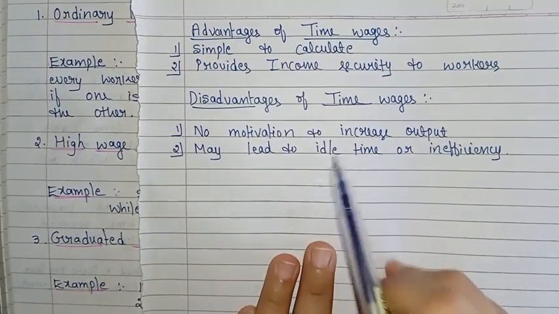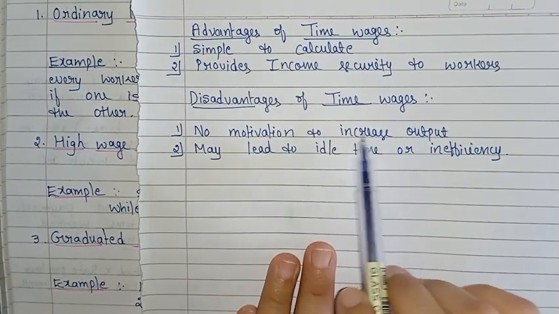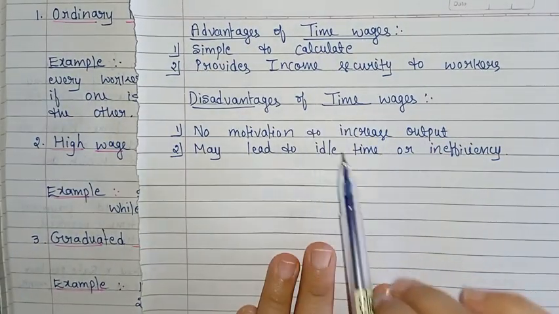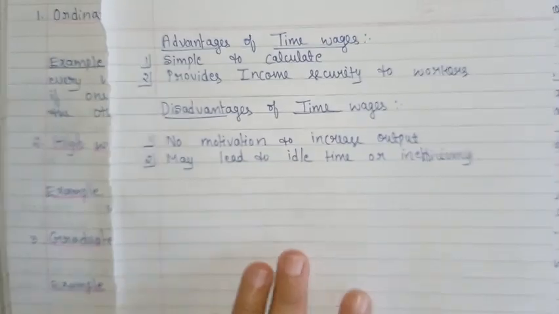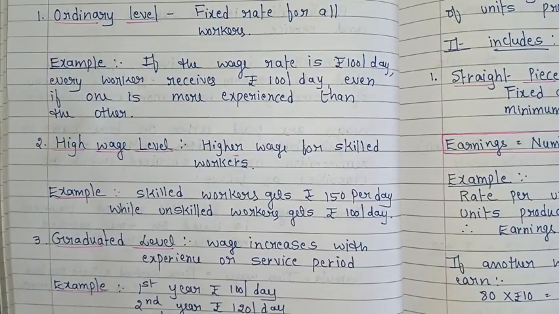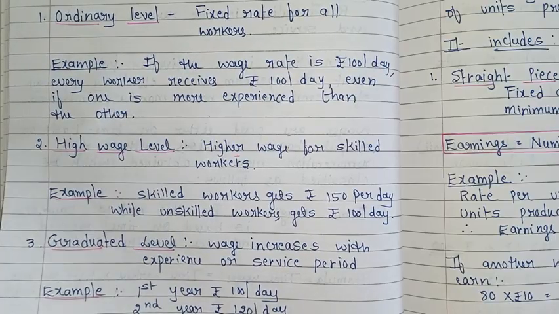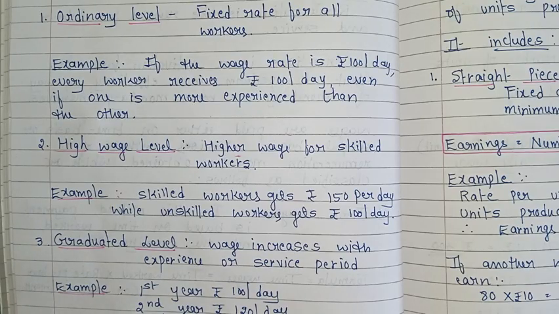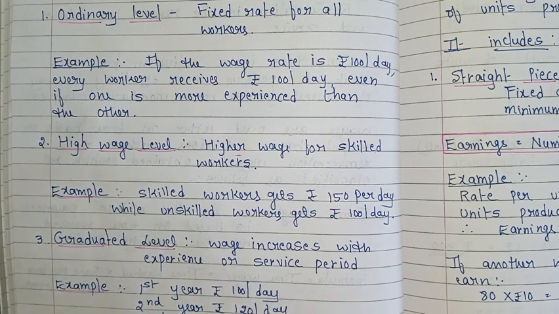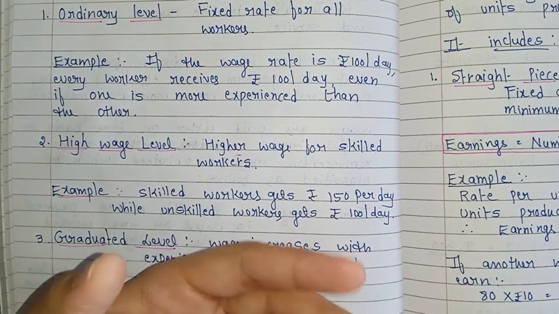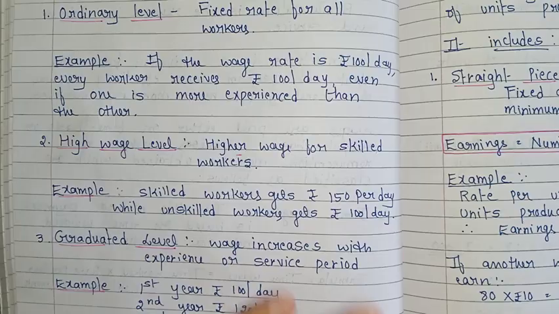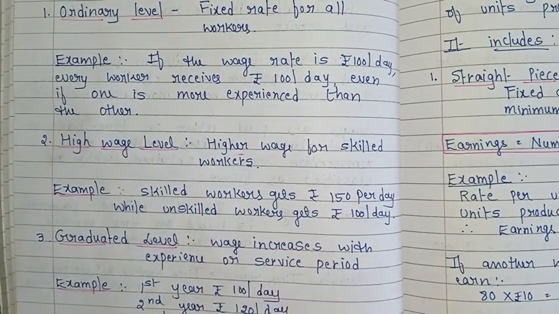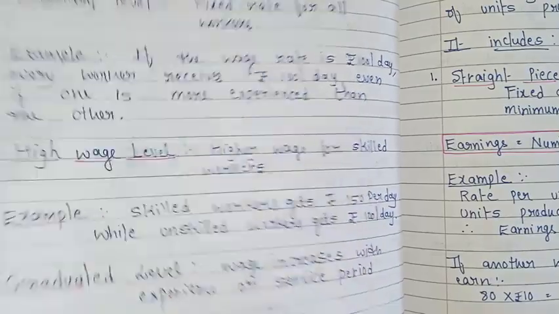So what are the disadvantages of time wages? No motivation to increase output, and it may lead to idle time or inefficiency. This is about time wages. So here you need to consider only the time. Payment is made based on the time an employee spends working, such as per hour, per day, per week or per month. But regardless of how much output is produced, don't consider the output here. Clear? This is about time wages.